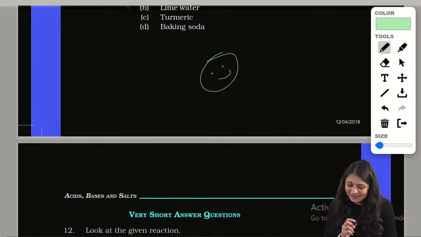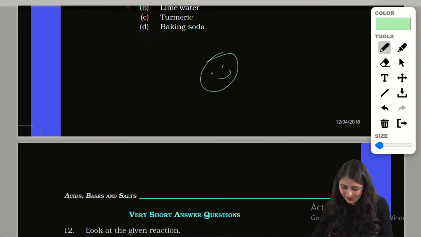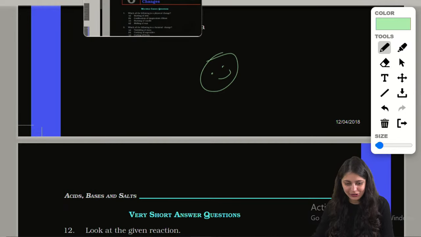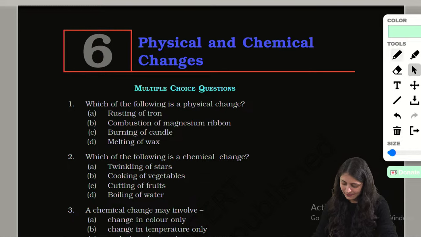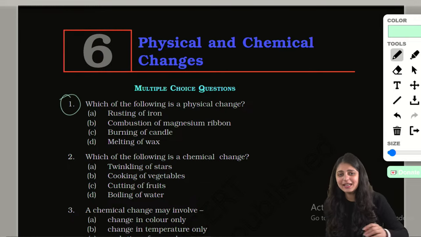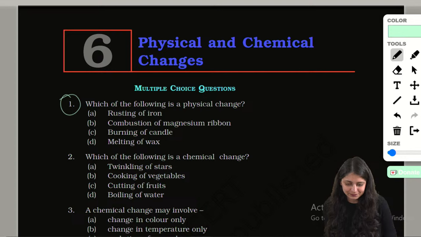चलिए, let's move on to the next chapter now. Physical and chemical changes. Are you ready for this one? ये भी बहुत प्यारा सा आया हुआ है, बहुत क्यूट सा. चलो, all the best. Question number one, physical and chemical changes. Which of the following is a physical change?